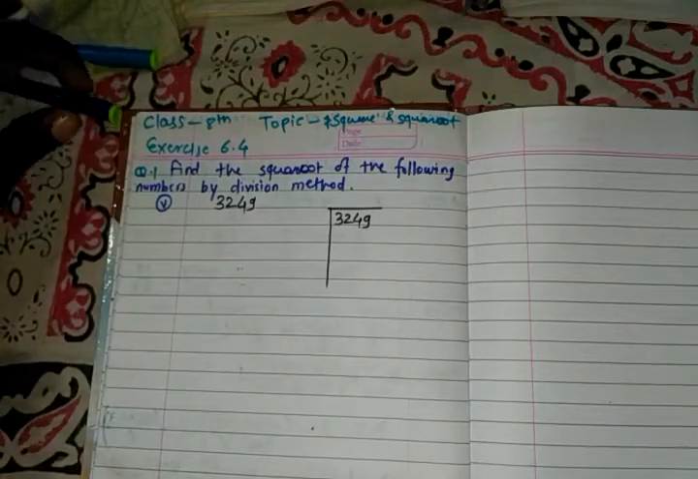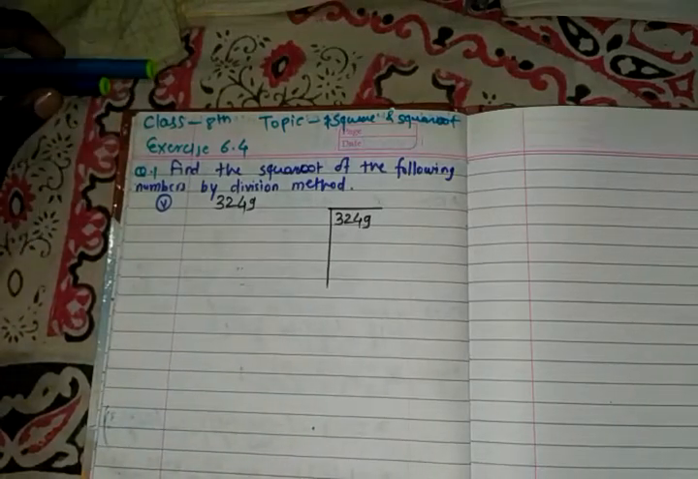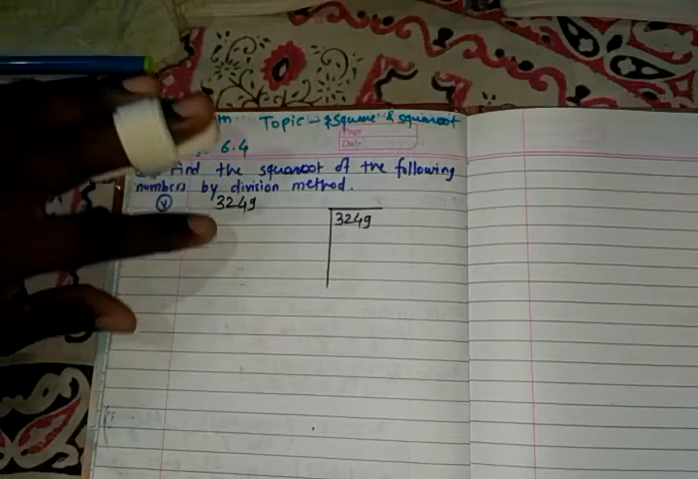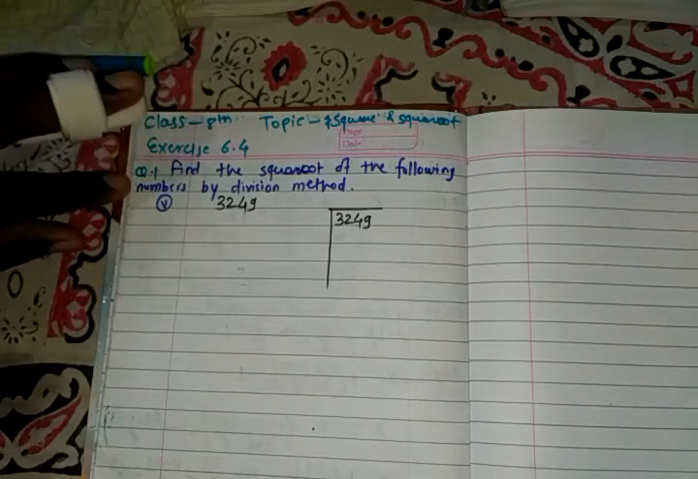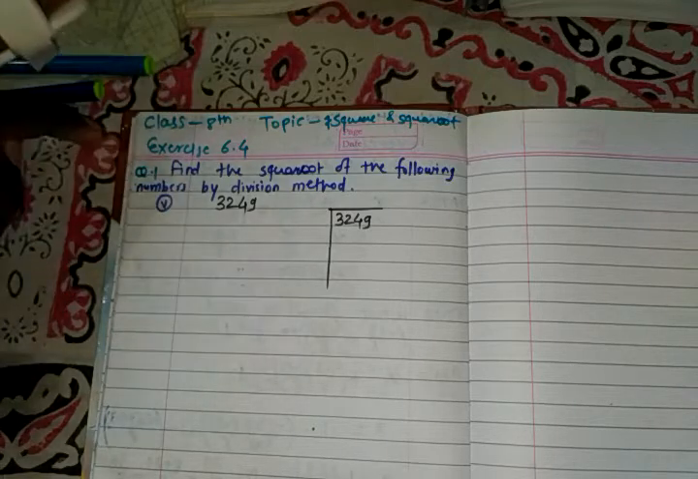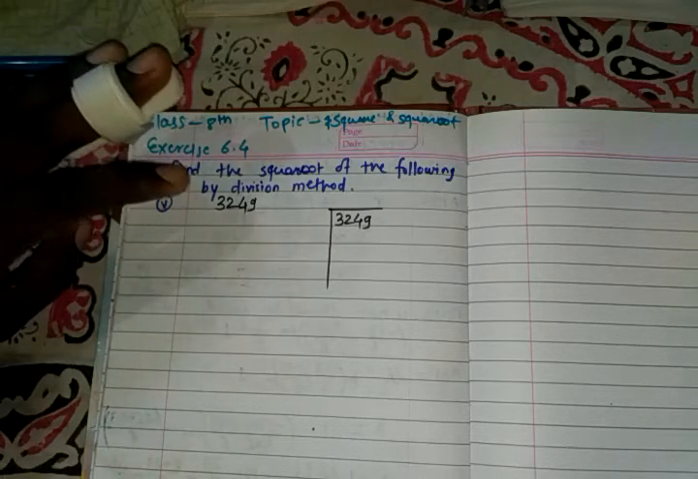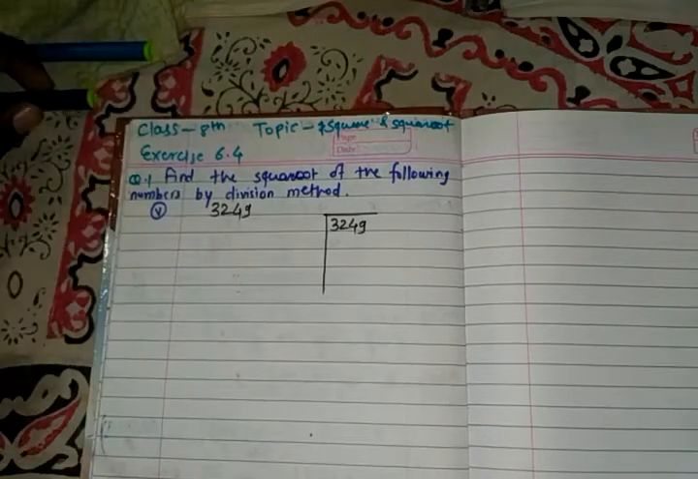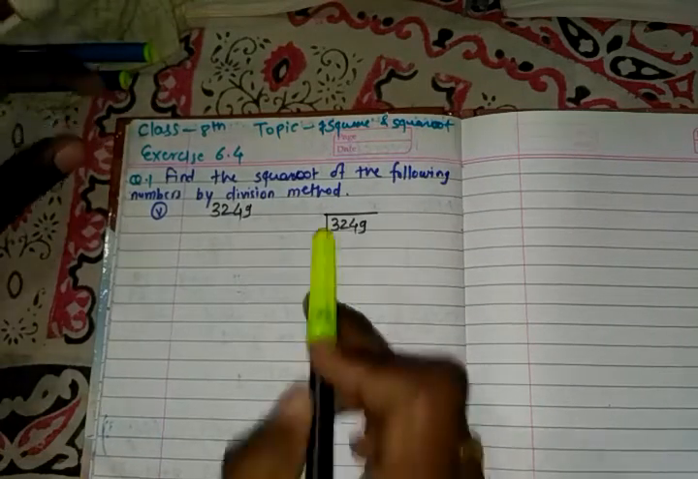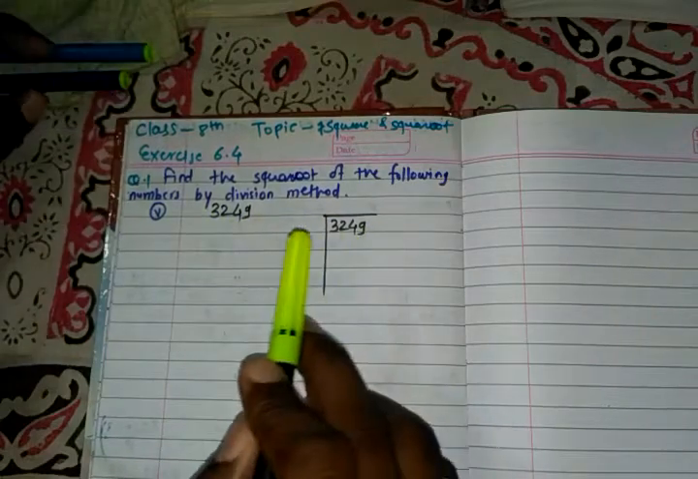Friends, now we are going to solve the square root of a given number by a long division method. So for that I have taken question number 1. Find the square root of the following numbers by division method. In this division method there are some steps. First step, we have to write the given number 3249.